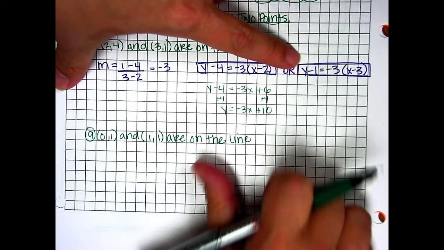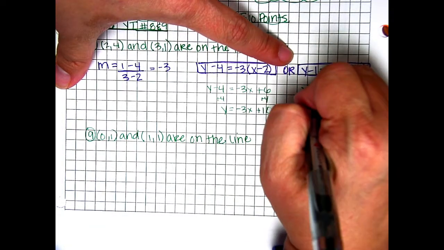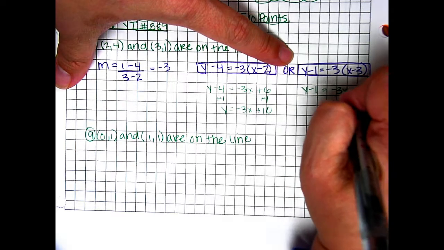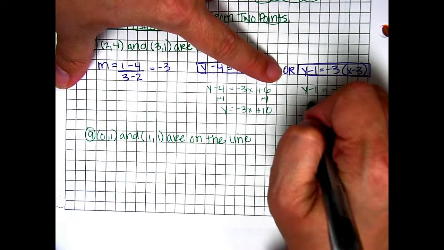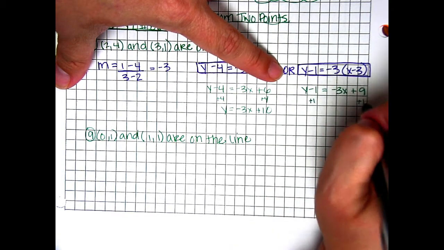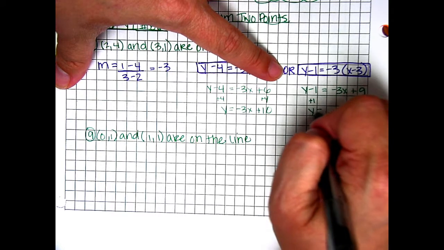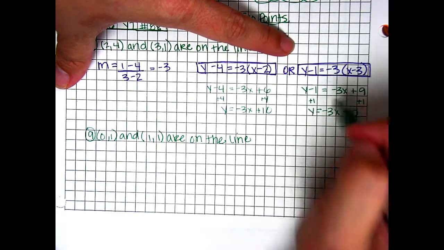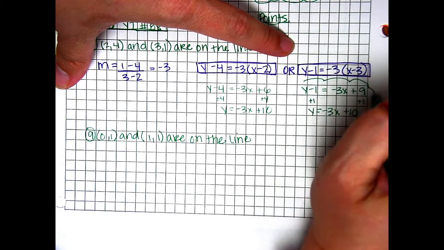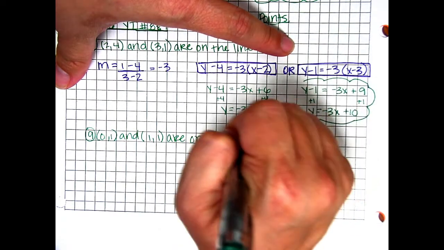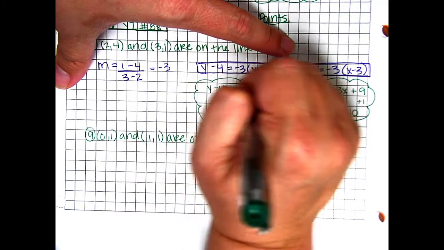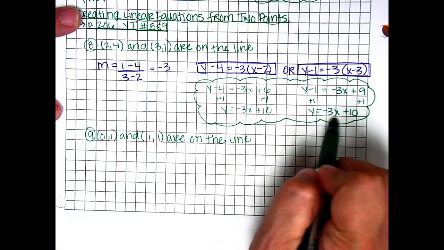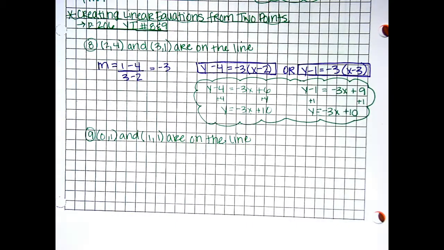Okay, and the other equation would have y minus 1 equals negative 3x plus 9. And then to solve it, I would add 1 to both sides. So y equals negative 3x plus 10. So even though it looked like two completely different equations, they simplify to be the same slope-intercept form.